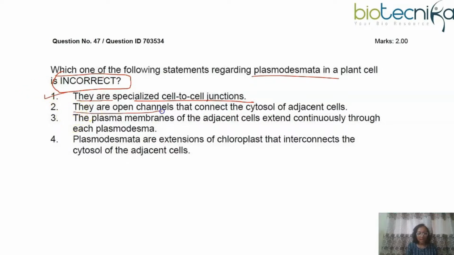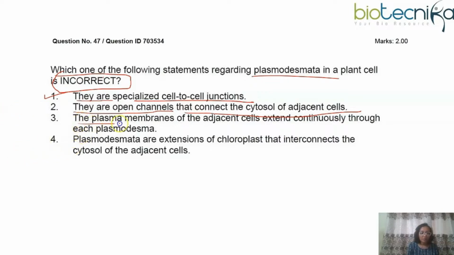They are open channels that connect the cytosol of adjacent cells. That's also correct. If 2 cells are having this plasmodesmata connecting them, then there is cytoplasmic continuity. That means substances can move from cytoplasm of one cell to the cytoplasm of the next cell via plasmodesmata. Yes, so that second statement is also true. They are open channels that connect the cytosol of adjacent cells.